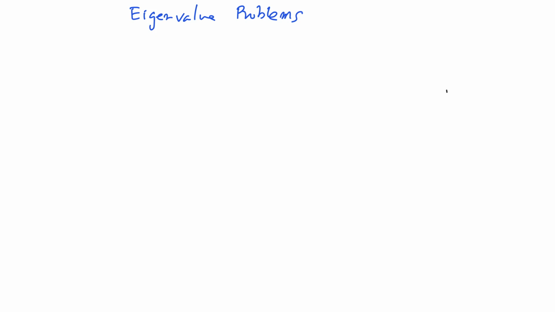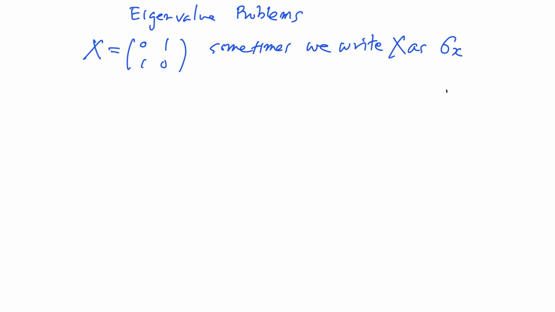The first case is one we have already considered, X, right? Sometimes we write X as sigma x. It doesn't matter. Mathematicians and physicists like to use sigma x. On the other hand, the quantum computing people prefer to use capital X.